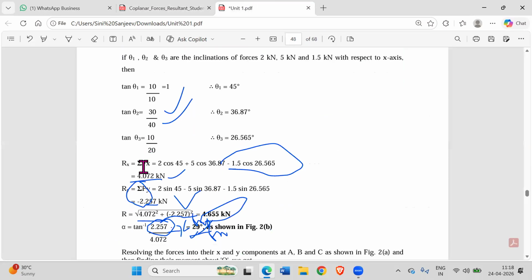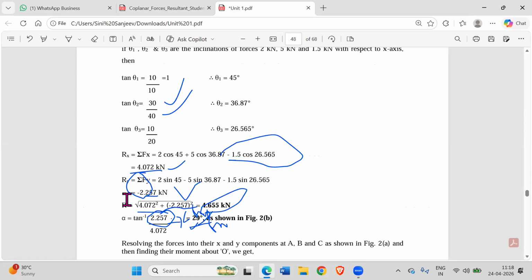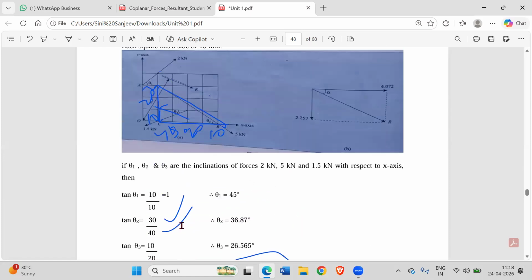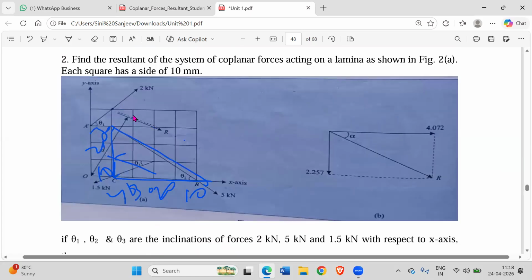Then the resultant, Rx and Ry. Then find out the resultant. Alpha is equal to what? Summation of Fy by Fx, that is summation of Ry by Rx. That's all. Moment. From the point O, you just see how it is. 10, 20, 30. Here only up to 10. Correct. And up to theta 2, 10, 20, 30, 40, 50.